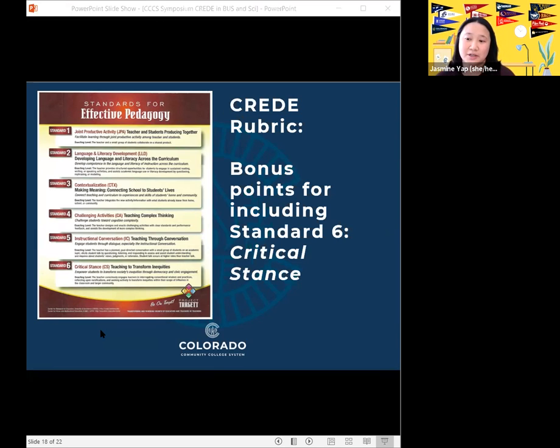And then the next link includes what you see in the slide, which is a 6th standard. So I think in equity work, part of our work is connected to social justice education. So being able to teach to transform inequities. So that's a 6th standard. It's not officially part of the 5 CREED standards, but it's something new that has been added recently.